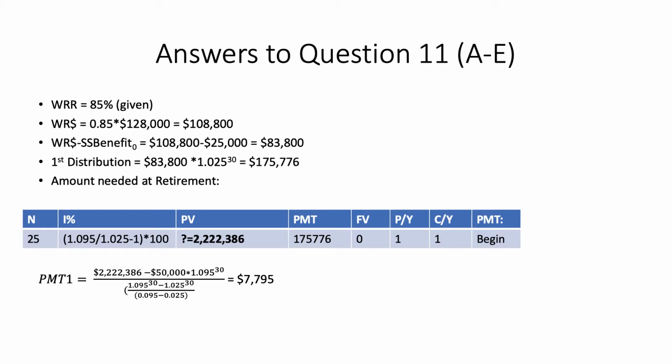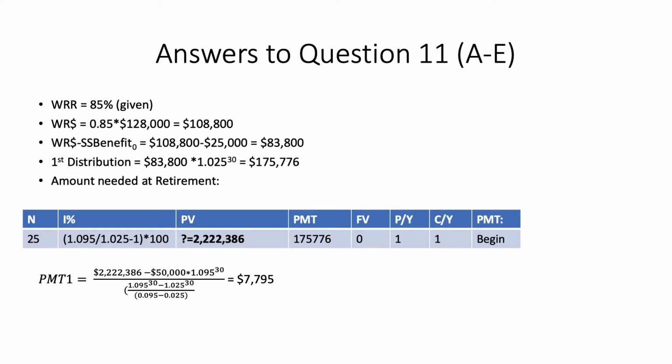So the wage replacement ratio was given. I calculated the wage replacement dollars, then I subtracted the Social Security benefit, then I figured out the first distribution. And then in the box, I figured out that he needs $2,222,386 at retirement in order to fund his distributions. What are his distributions? Well, the first one's $175,776, and every year after that, he's going to take out 2.5% more.